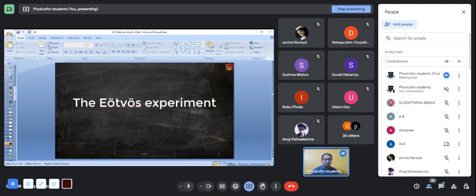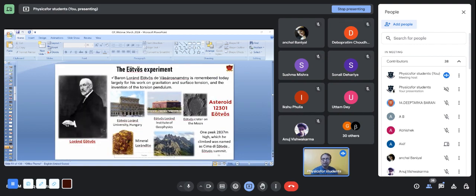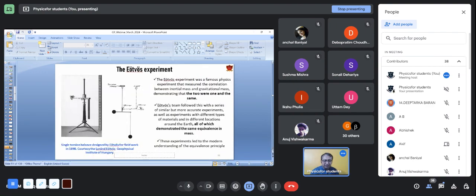This is just something which I wanted you to know. Let us not go into details. There is something called the Eotvos experiment, which was done by Roland Eotvos. He is a very famous person. The Eotvos Institute of Geophysics, a lot of things were actually made by him. Now he is the first person who actually measured this equivalence principle. You can read this. This is the single torsion balance, and it actually shows the correlation between inertial mass and gravitational mass. The two were one and the same.